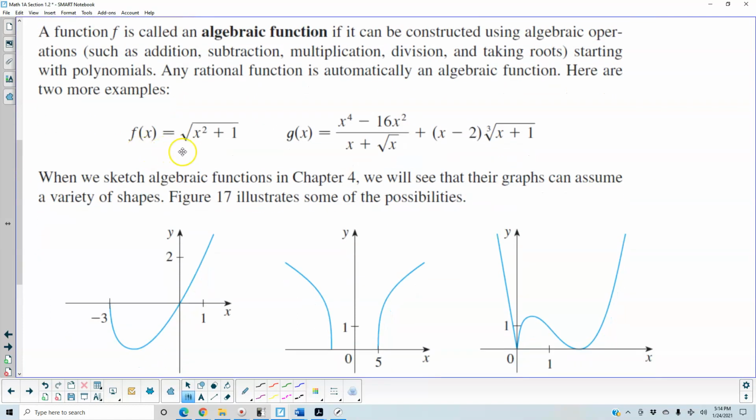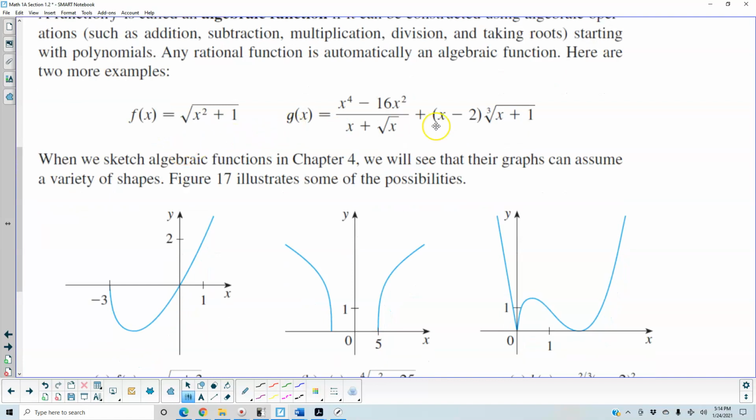f of x is equal to the square root of x squared plus 1. And here's the other one, g of x is equal to x to the fourth minus 16x squared, divided by x plus the square root of x, plus x minus 2 times the cube root of x plus 1.